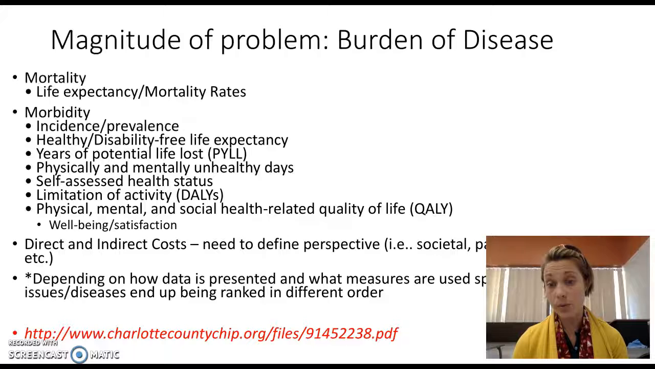Then we can also look at the direct and indirect costs. In order to do that, you really need to define the perspective of what cost means. Is it cost to society, cost to the payer, cost to the government? Depending on how the data is presented and what measures are used, specific health issues and diseases end up being ranked in a different order based on all these factors that we're looking at in terms of how much burden disease causes.